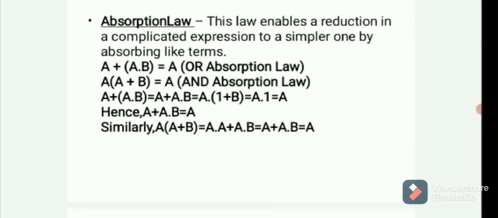Next, the absorption law. The absorption law enables reduction of a complicated expression to a simpler one by absorbing like terms. There are two laws: the OR absorption law and the AND absorption law. OR absorption law: A or A.B, very common. A times the bracket of (1 or B), and we know 1 or B equals 1 for the OR law. So putting A.1 equal to A.